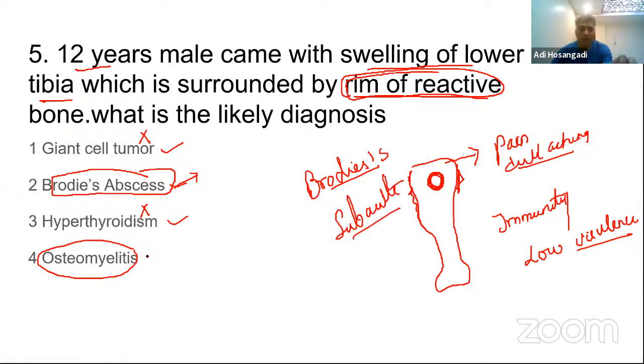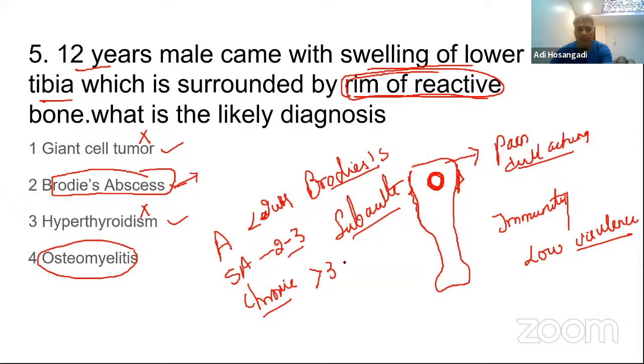I forgot before, of course, I have not forgotten. Acute osteomyelitis, subacute osteomyelitis, and chronic osteomyelitis are classified based on the duration of symptoms. Acute osteomyelitis means less than 2 weeks. Subacute is 2 to 3 weeks. Chronic is more than 3 weeks. Mark my words, this is very, very important. So subacute is when the duration is between 2 to 3 weeks. This cutoff duration is very important.